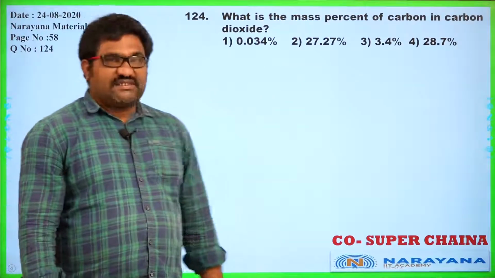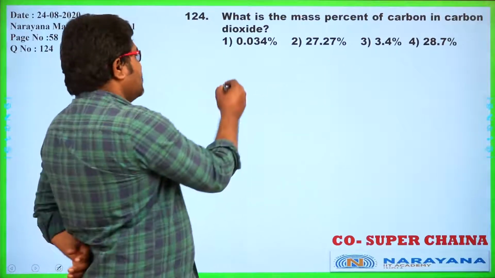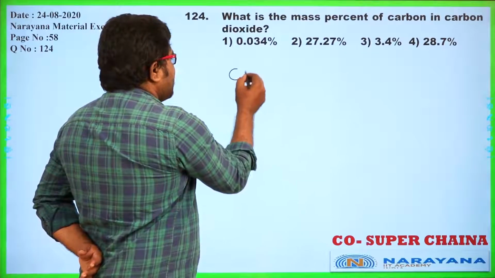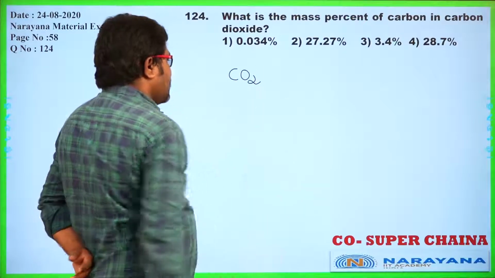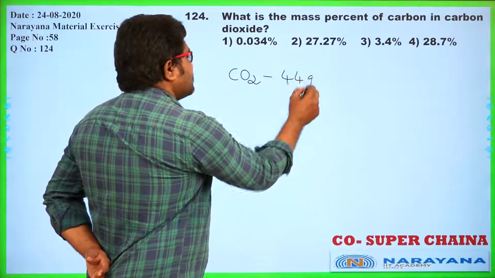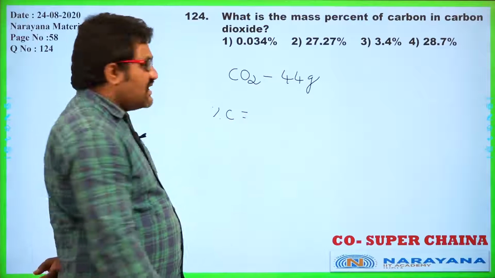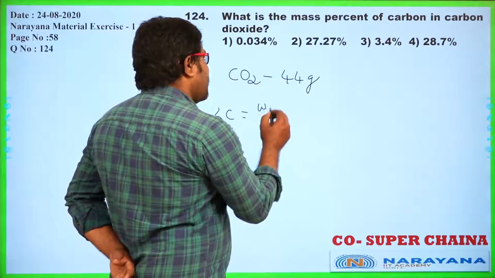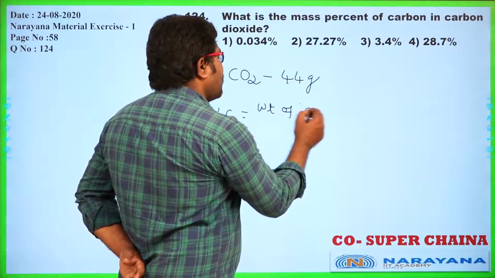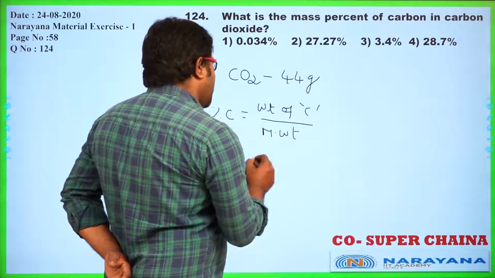Now, what is the mass percentage of carbon in carbon dioxide? So what is carbon dioxide? CO2. Here the molecular weight of carbon dioxide is 44 grams. Now the percentage of carbon in carbon dioxide is the weight of carbon by the molecular weight of the compound, or the total weight of the compound.